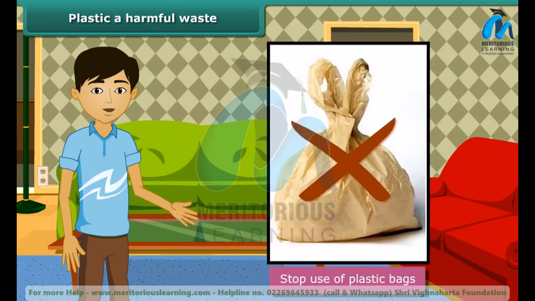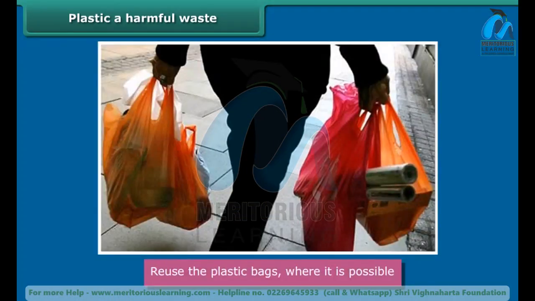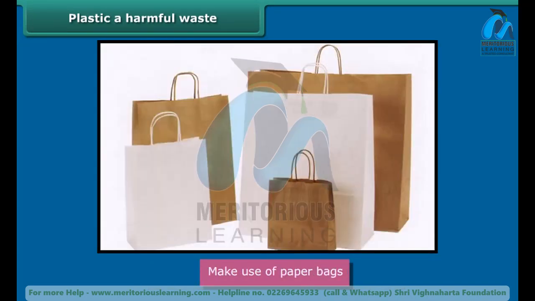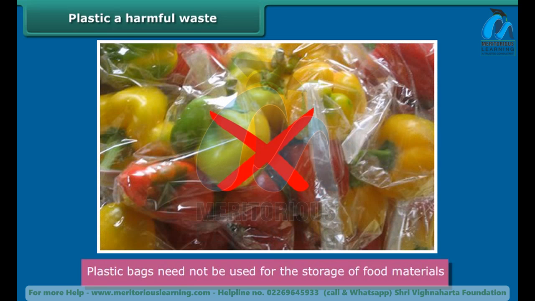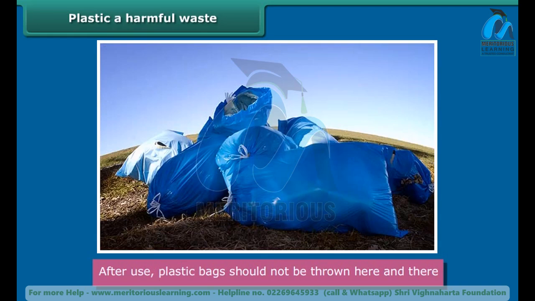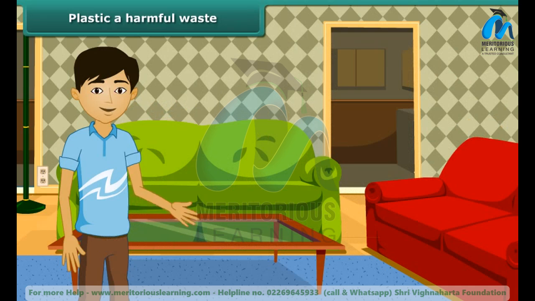Stop use of plastic bags. If you use, reuse the plastic bags where it is possible. Make use of paper bags. Use jute or cloth bags. Plastic bags need not be used for the storage of food materials. After use, plastic bags should not be thrown here and there. Burning of plastic bag is very harmful. We should also not use the plastic bags for the disposal of kitchen waste.